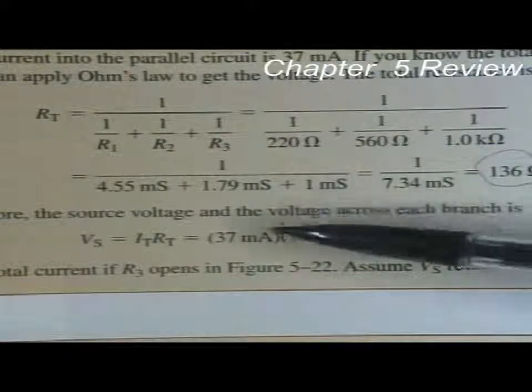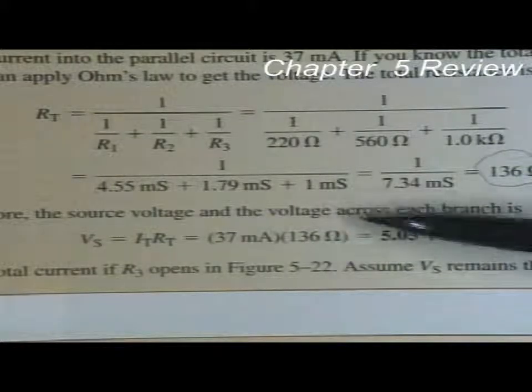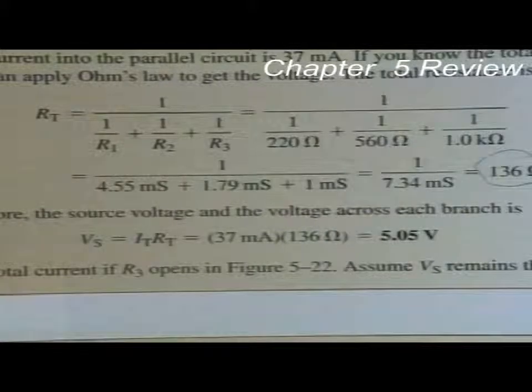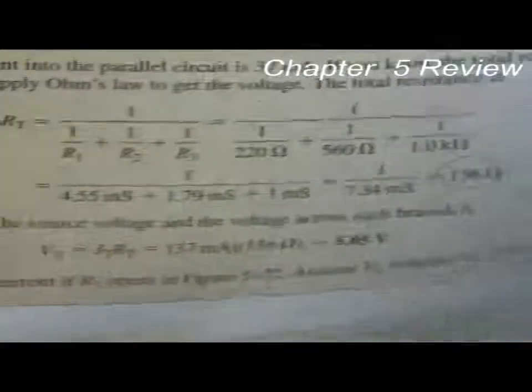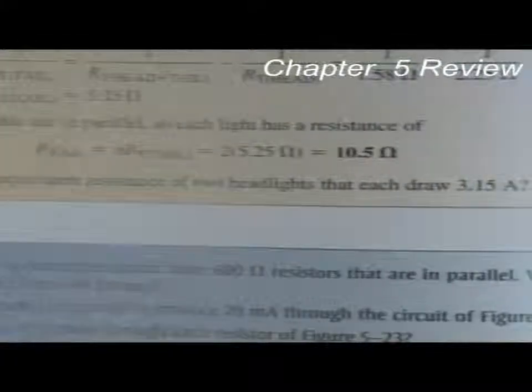And we had 37 milliamps times the total resistance was 136 ohms. So the voltage across Vs is 5.05. I hope that you're following this. If you're not, be sure to send me an email or see me after class. This is the crux of what we're doing in this class for about the last 2 weeks now.